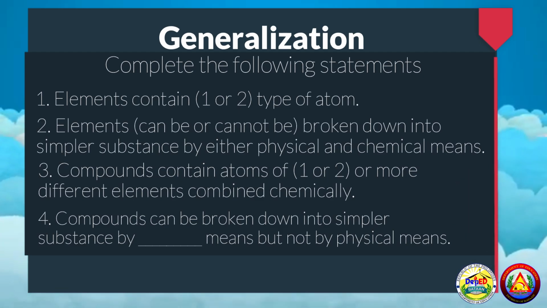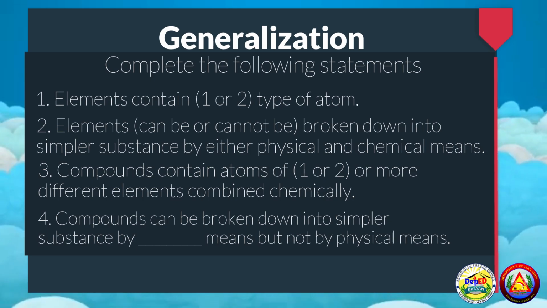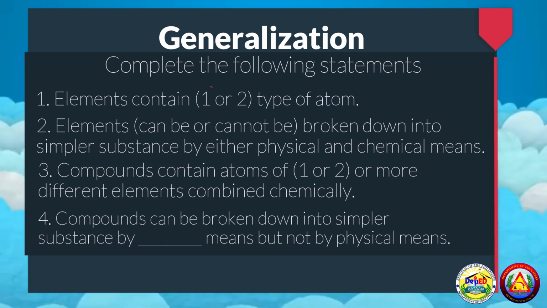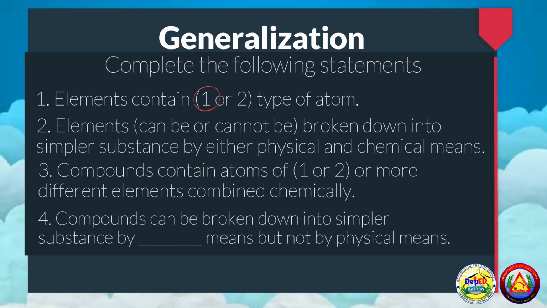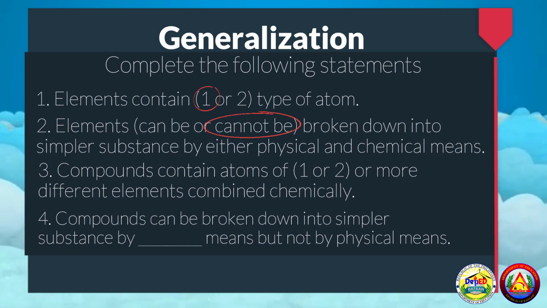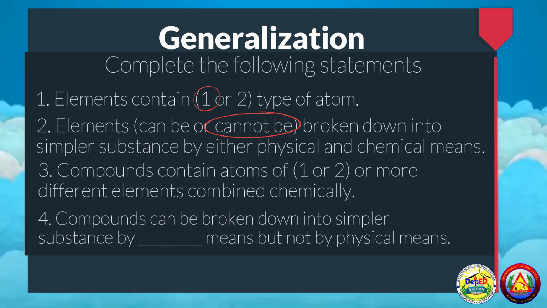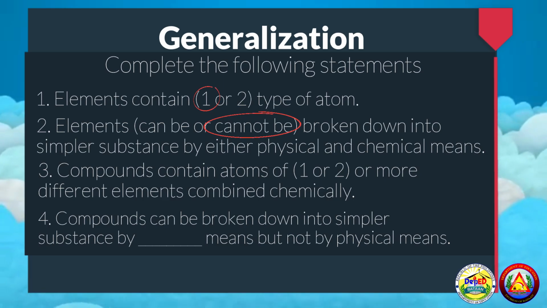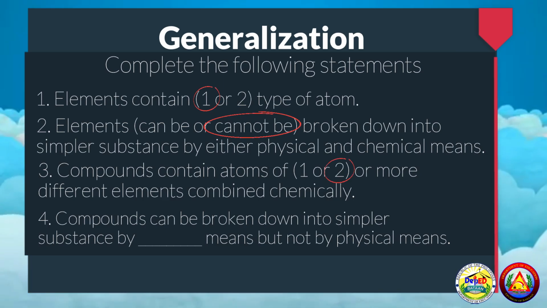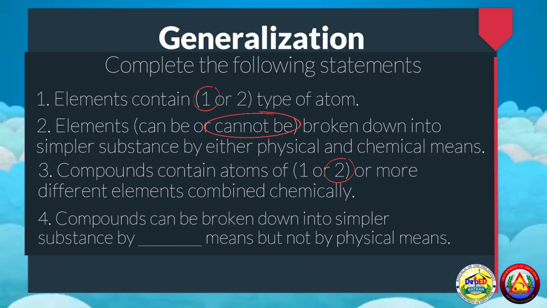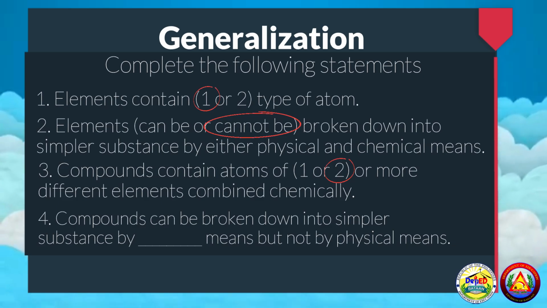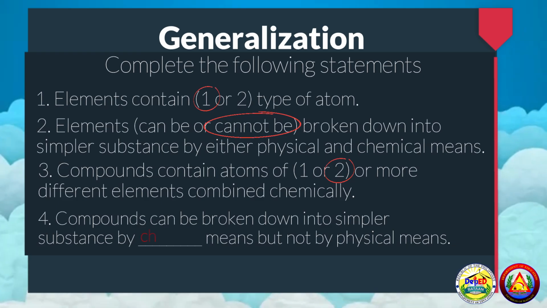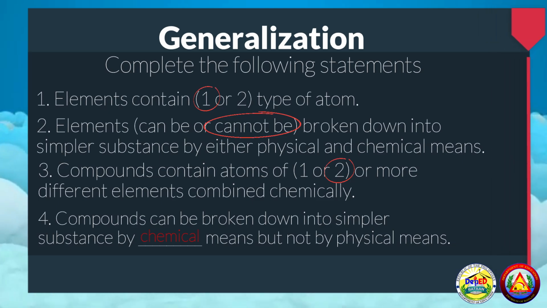Let us check your answers. For number 1, elements contain one type of atom. Number 2, elements cannot be broken down into simpler substances by either physical or chemical means. Number 3, compounds contain atoms of 2 or more different elements combined chemically. 4, compounds can be broken down into simpler substances by chemical means but not by physical means.